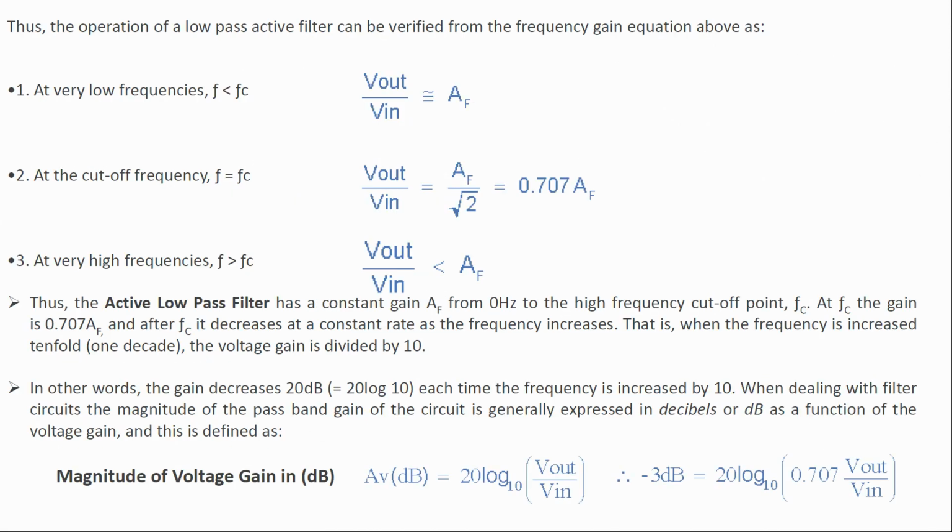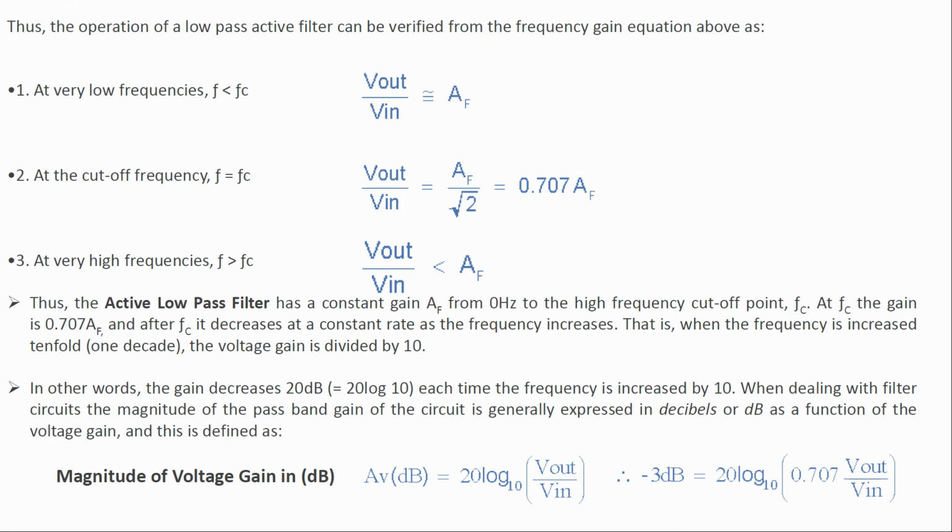For this configuration, that is the low pass active filter, we can see that at low frequencies, f less than fc, Vout by Vin is given by AF. At the cutoff frequency where f equals fc, Vout by Vin is given by 0.707 AF, while at a higher frequency where f is greater than fc, Vout by Vin is less than AF, right. This will be the opposite of the high pass filter, and we will see that.